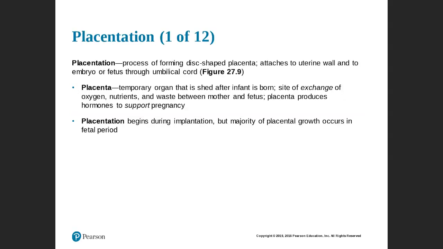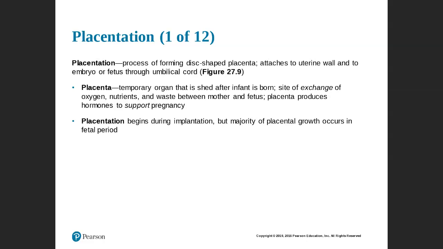Placentation is the process of forming your disc-shaped placenta, which then attaches to the uterine wall and to the embryo or the fetus through the umbilical cord. The placenta is just a temporary organ, but it's a vital organ. It's shed after the infant is born. It's also the site of exchange of oxygen, nutrients, and waste between the mother and the fetus.